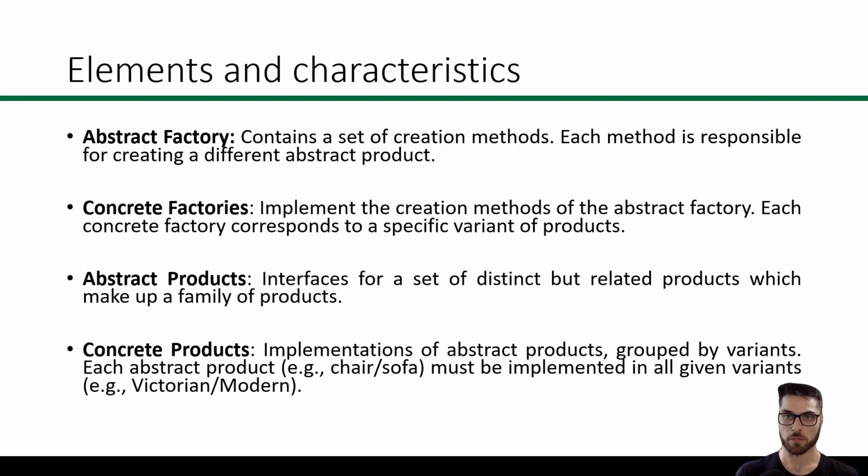What are the elements of the abstract factory design pattern? I like to think of it as two groups, the factories and the products. The abstract products represent the different types of objects we want to create. The concrete products are the variations of each abstract product. Then we have the abstract factory, which contains the set of methods responsible for the creation of the abstract products. Then we have the concrete factories that implement the abstract factory corresponding to each specific variant of products.